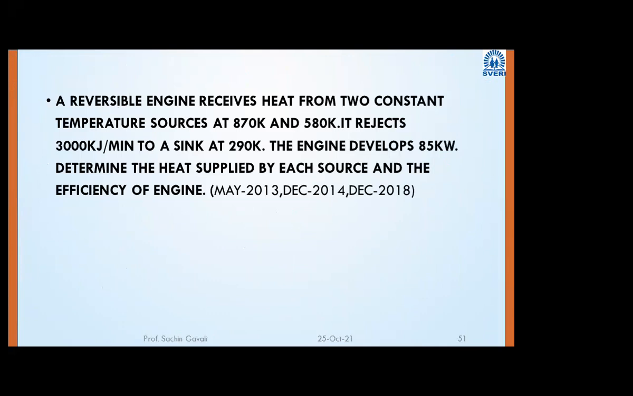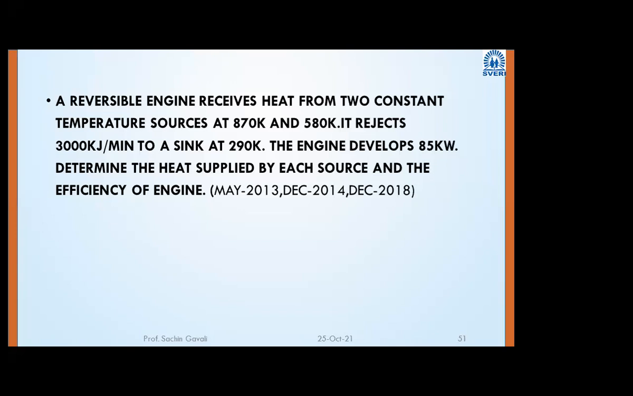Now, a reversible engine receives heat from two constant temperature sources at 870 Kelvin and 580 Kelvin. It is a reversible heat engine, therefore its cyclic integral of dq by T is equal to 0. It rejects 300 kilojoule per minute to a sink at 290 Kelvin. This means this is a three constant temperature reservoir problem.